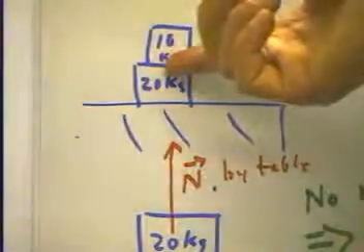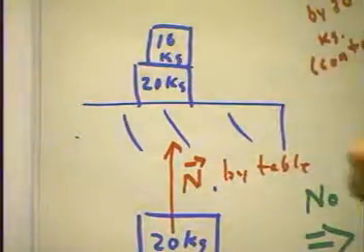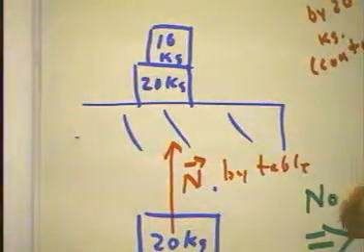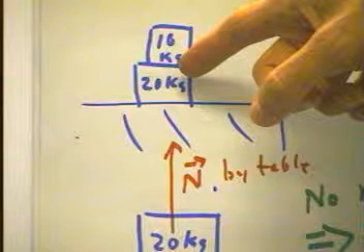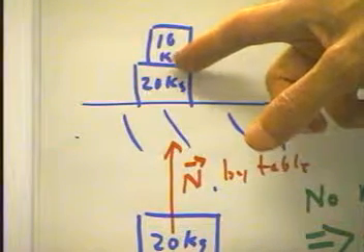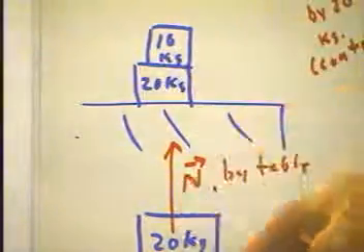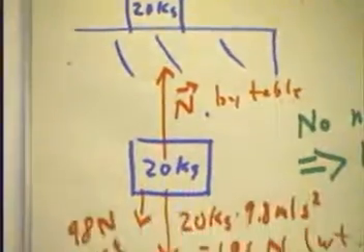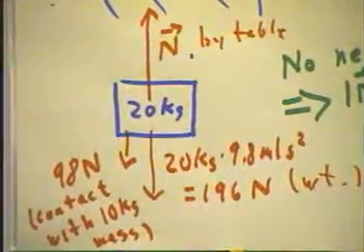If the 20 kilogram block exerts a 98 Newton upward force, then by action and reaction, the 10 kilogram block must be exerting a 98 Newton force down. So there's a contact force of 98 newtons between the two masses.